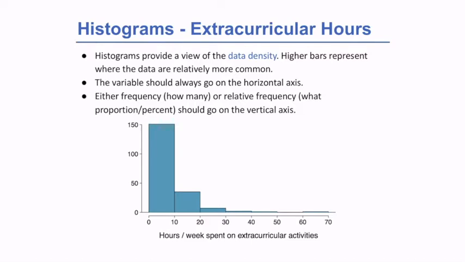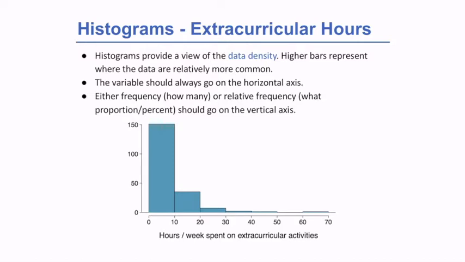Histograms provide a view of data density. Higher bars represent where the data are relatively more common. Your variable goes on the x-axis, and then the frequency, how many, or the relative frequency, which is what percentage, go on the vertical axis.